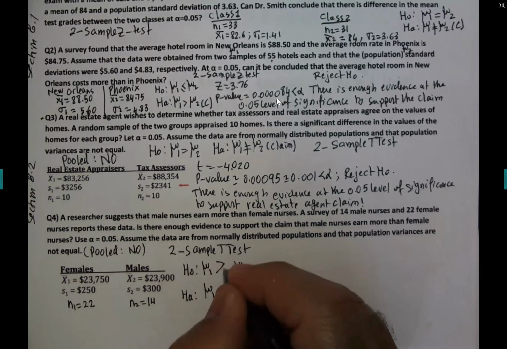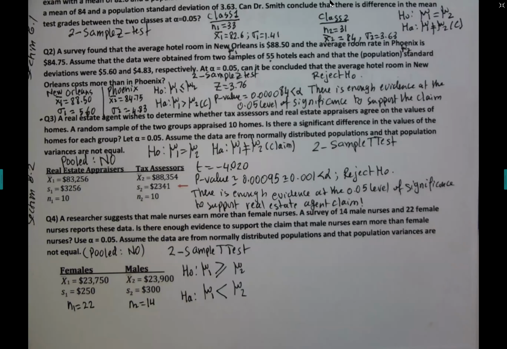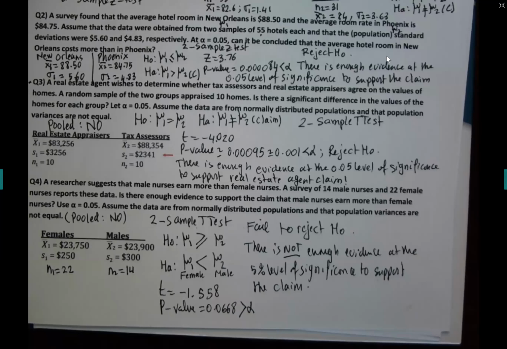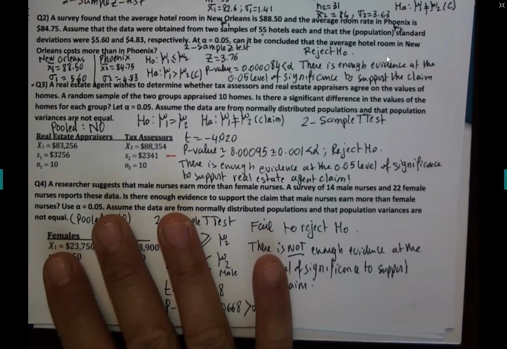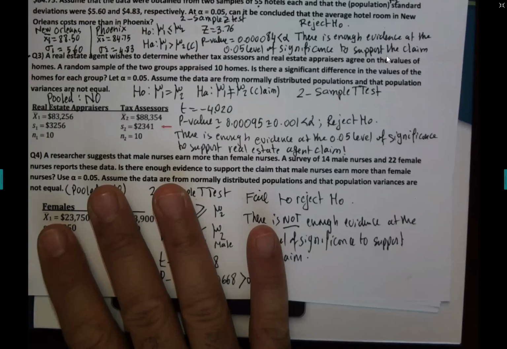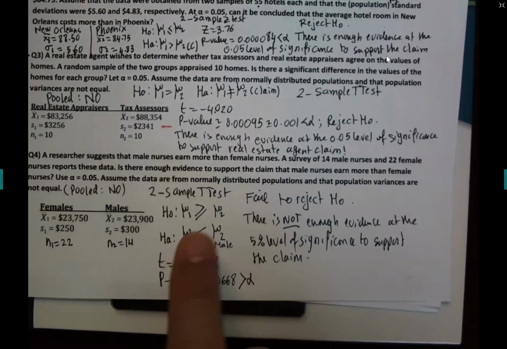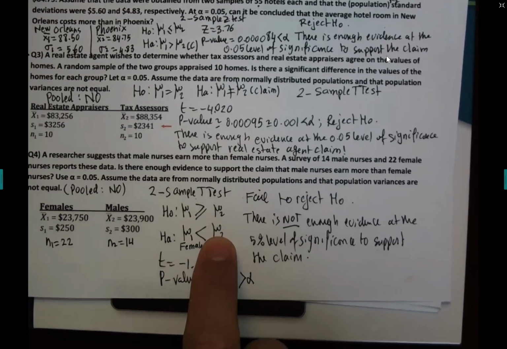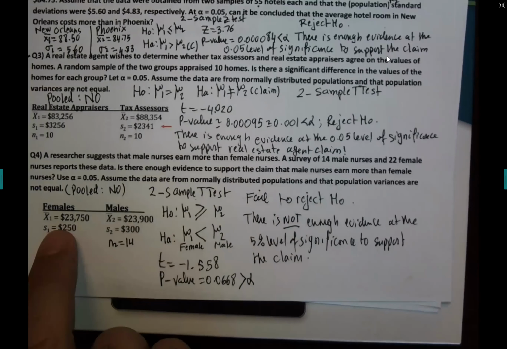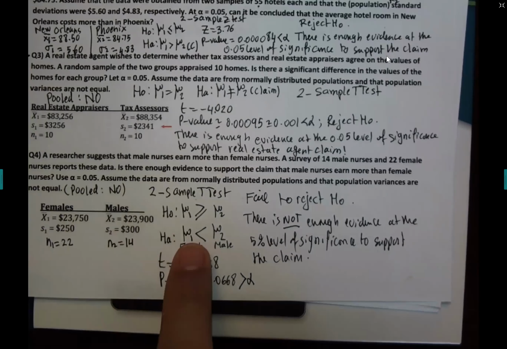Does this make sense, guys, or no? That should take care of this. So again, we put mu1 less than mu2 because we're testing that males make more than females, but because females came first, labeled as 1, we need to test that the females make less than males.